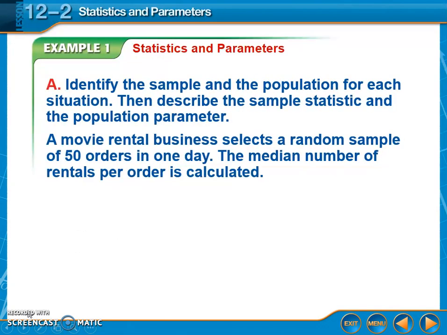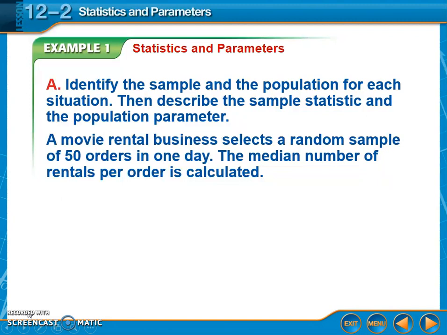So, first thing you want to talk about is statistics and parameters. The statistic is the fact or the information that you're getting from the sample, whereas the parameter is from the population. For this, it says identify the sample and the population for each situation, then describe the sample statistic and the population parameter. A movie rental business selects a random sample of 50 orders in one day. The median number of rentals per order is calculated.